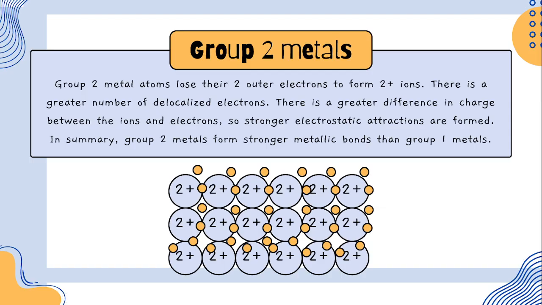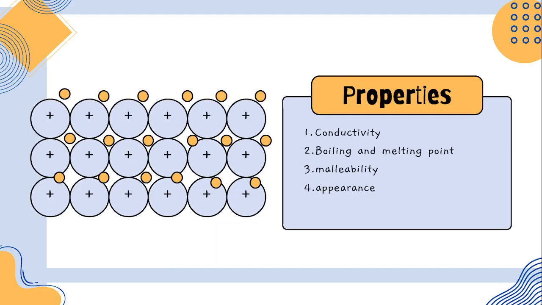The group 2 metal atoms lose their two outer electrons to form 2+ ions. There is a greater number of delocalized electrons. There is a greater difference in charge between the ion and the electrons. So stronger electrostatic attraction is formed. In summary, group 2 metals form stronger metallic bonds than group 1 metals.